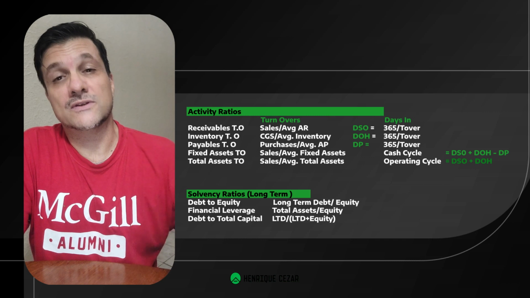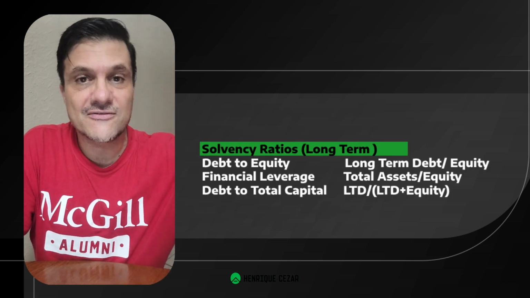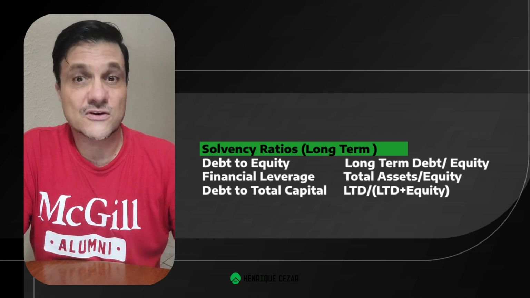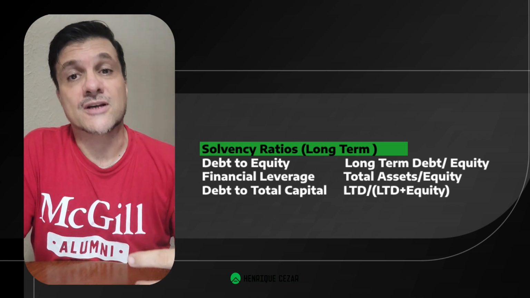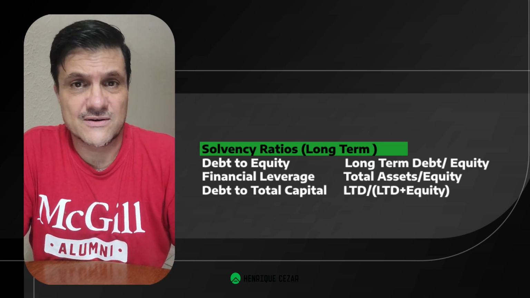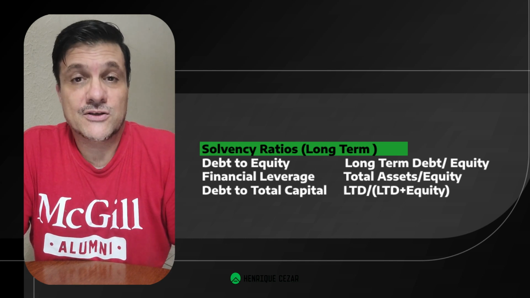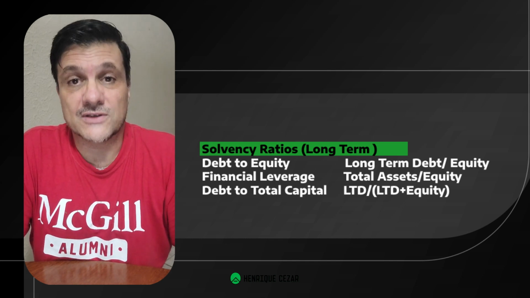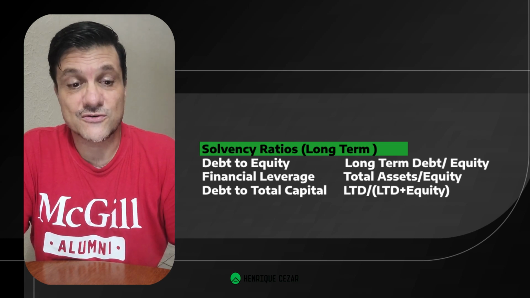Solvency is long term. Solvency means the company is going to be able to survive in the future. So think about long term. Liquidity, think about short term. And solvency, with a Y at the end, is long term: the ability to pay debt in the long term, the ability to survive in the long term. Those are the solvency ratios.